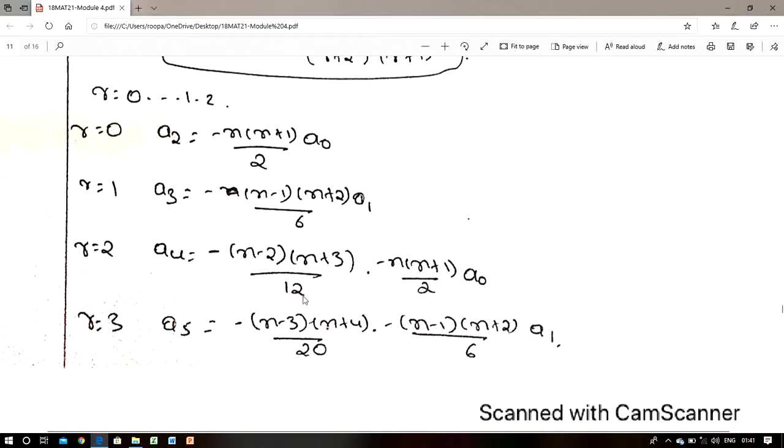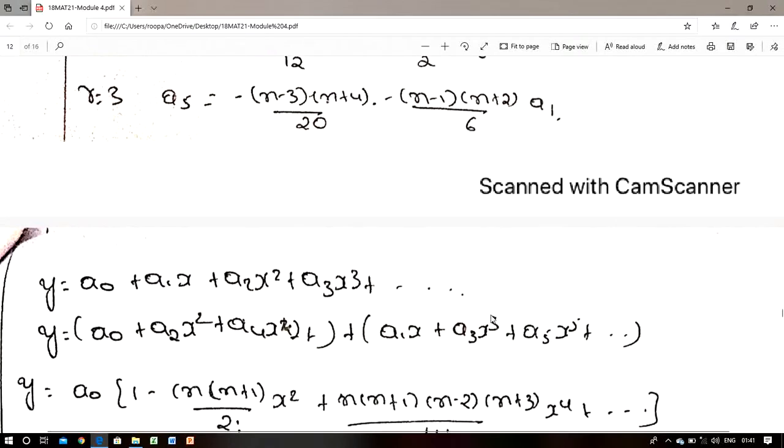Now take r is equal to 2, it becomes a4, which is equal to minus (n-2)(n+3) by 12 into a2, but again I substitute the a2 value, that is minus n(n+1) by 2 into a naught. Now take r is equal to 3, then a5 is equal to minus (n-3)(n+4) divided by 20 into a3, but I substitute the a3 value also, minus (n-1)(n+2) by 6 into a1.